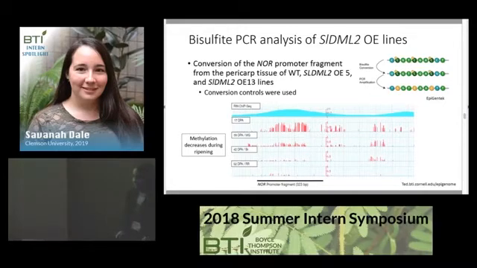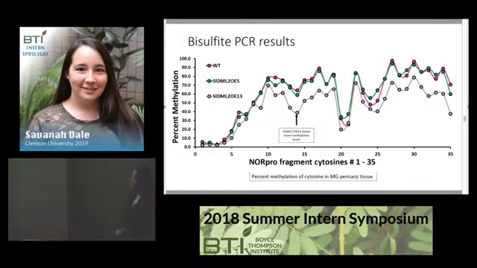So these are my bisulfite PCR results for the percent methylation of cytosine at the mature green stage in pericarp tissue of our 2 overexpression lines and the wild type. Our wild type is in pink, our overexpression 5 is in green, and overexpression 13 is in gray. I'd like to point out that overexpression 13 definitely has lower methylation levels than either overexpression 5 or the wild type. This sort of correlates with our previous data that shows that overexpression 13 is probably more highly expressing SlDML2 than the other 2. So that makes sense. But overall, we were able to show a difference in methylation due to the overexpression of SlDML2.